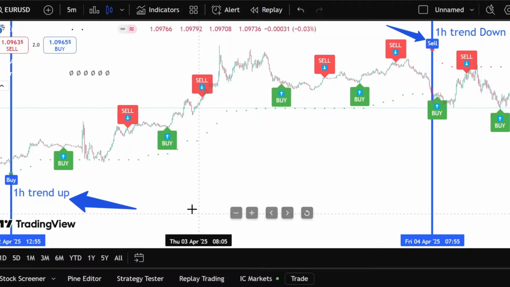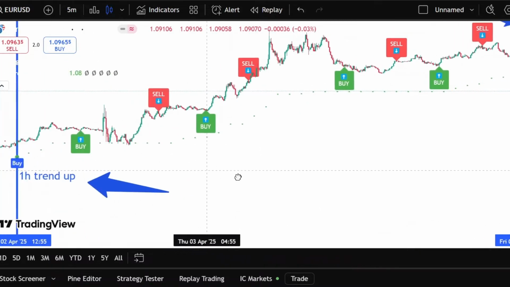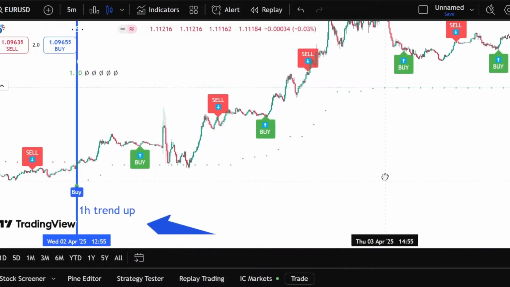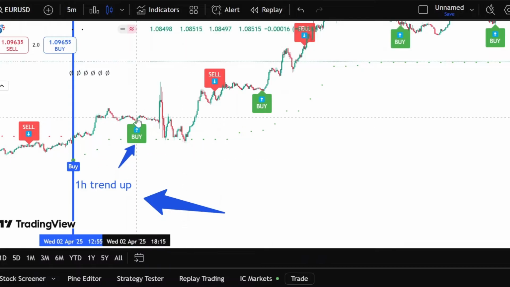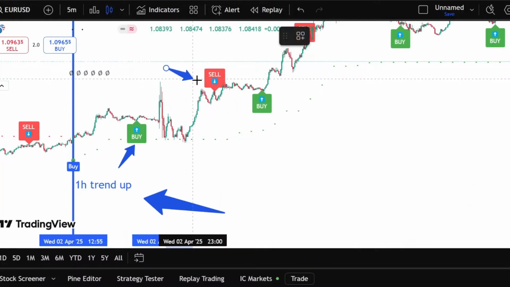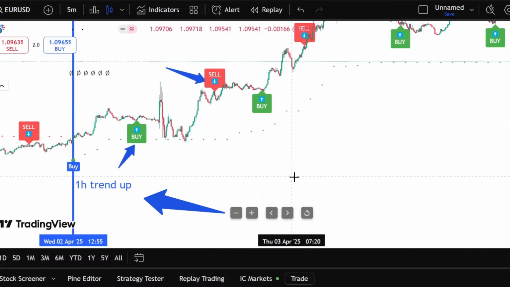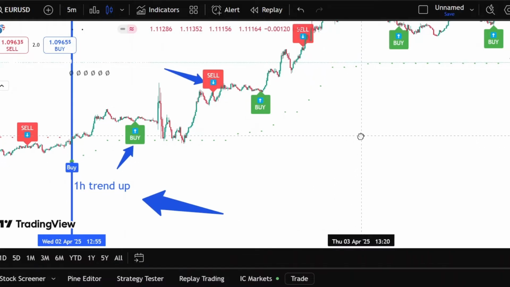Here's the first trade. The 1-hour trend is up, so I'm only looking for buys. ZeenAlgo shows a green buy signal on the 5-minute chart. I enter the trade. Later, a red sell signal appears. That's my signal to close the trade. I do not enter a sell because the 1-hour trend is still up.